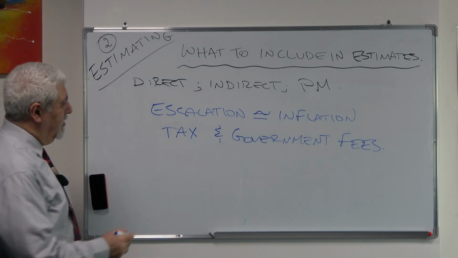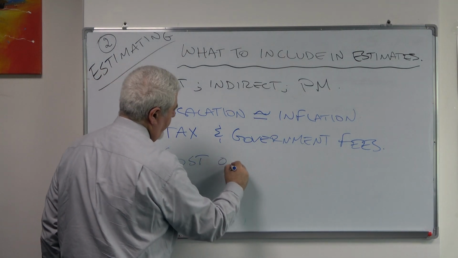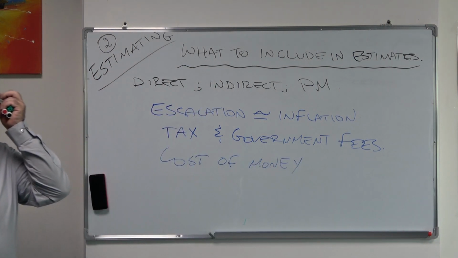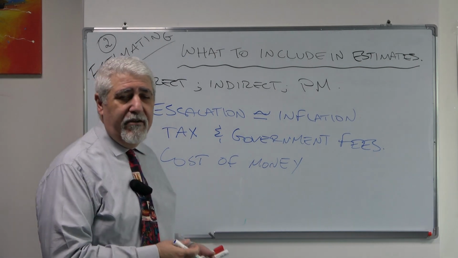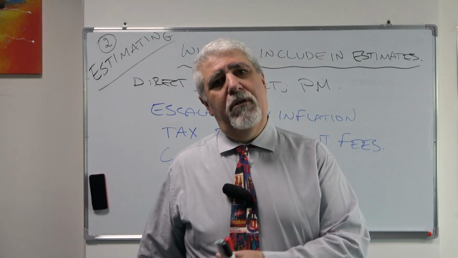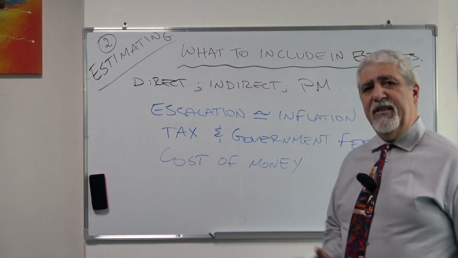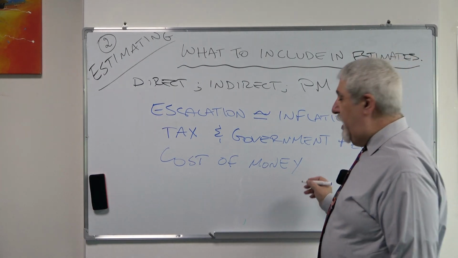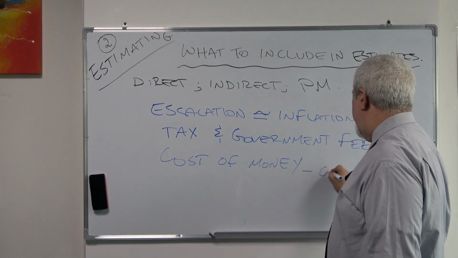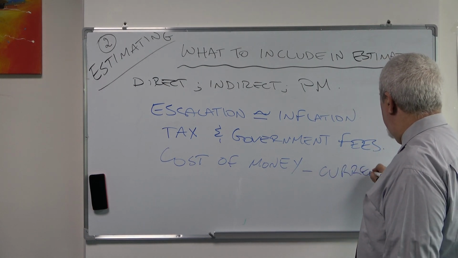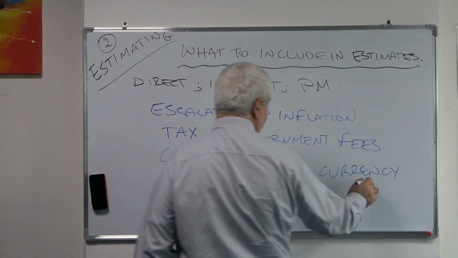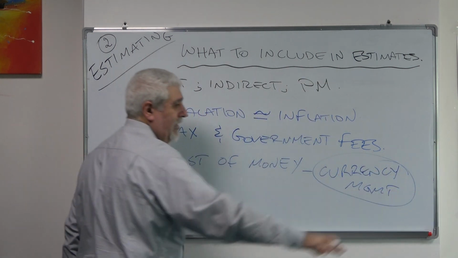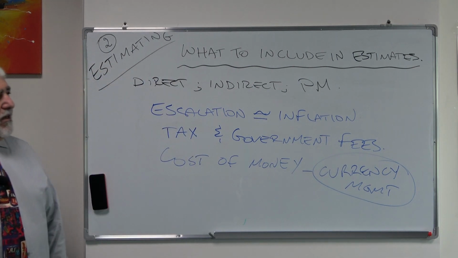You might have cost of money. Again, if you are working on your project, the money you are going to invest here, whether you have it in your bank account, if you're going to use it here, you will be losing whatever interest you gain, or if you're going to borrow, you have to pay interest. Now, some people would also include here currency fluctuation. However, we usually consider this as a management reserve for later.